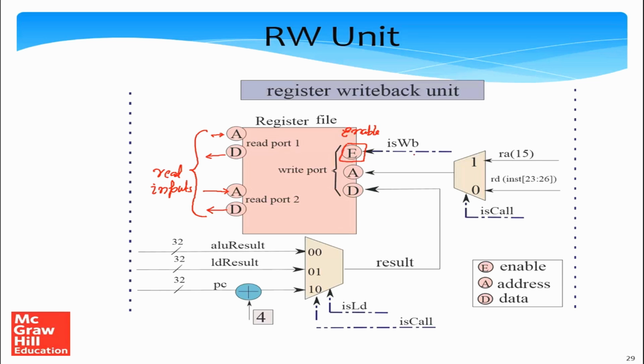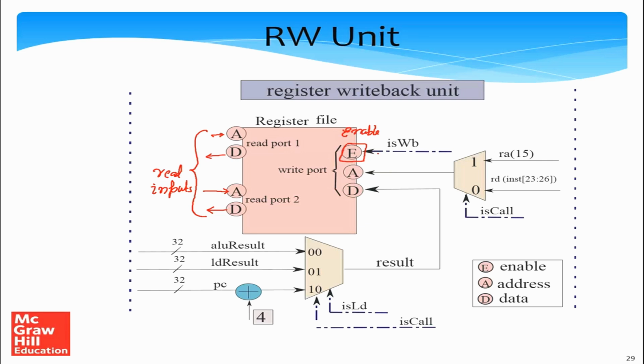So we need the isWB, the write back signal from the control unit, which will tell us whether we need to write into the register file or not. There are some instructions where we write into the register file, such as add, subtract, multiply, divide. There are many instructions in which, however, we do not write to the register file. For example, a store that we saw in the last slide, or a branch instruction. So that's the reason the isWB signal is important.